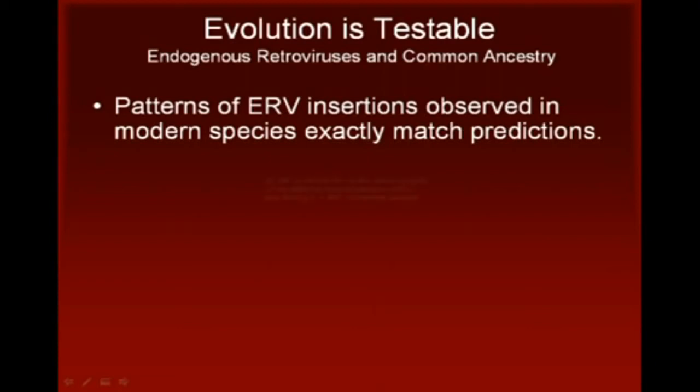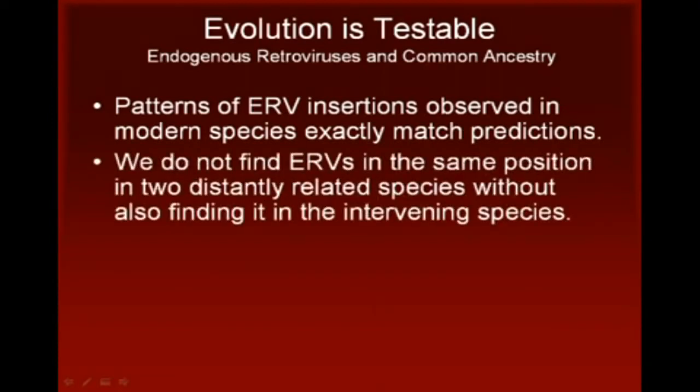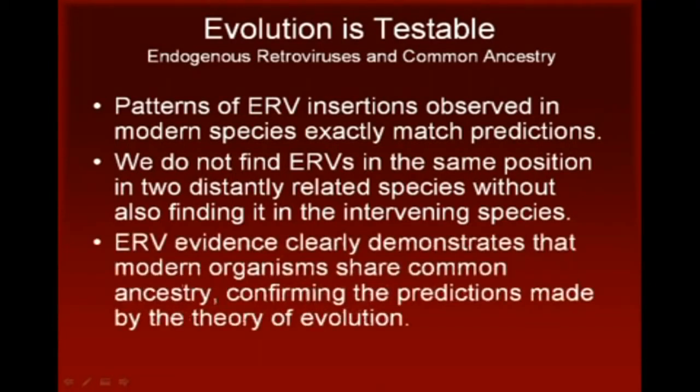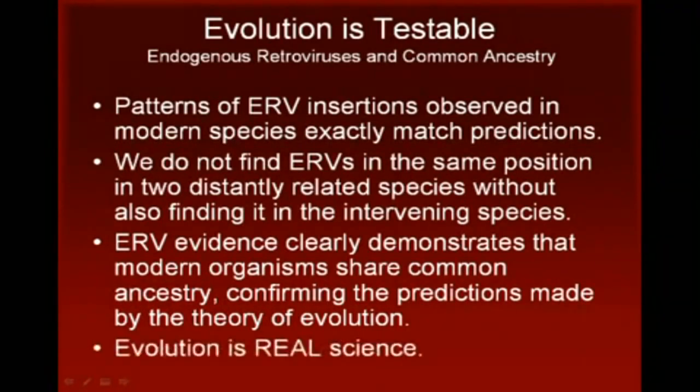not in all. And, just as expected, we do not find any examples of ERV insertions that are shared by, say, humans and mice, but not also by chimpanzees. In other words, we do not find an ERV in the same position in two distantly related species without also finding it in each of the intervening species. Clearly, the best explanation for this pattern of shared ERV sequences is that it is the result of inheritance from common ancestors. So, there you have it. Basic virology and cutting-edge molecular research leads us to a powerful explanation of a large set of biological observations. These observations only make sense using the real science of evolution.